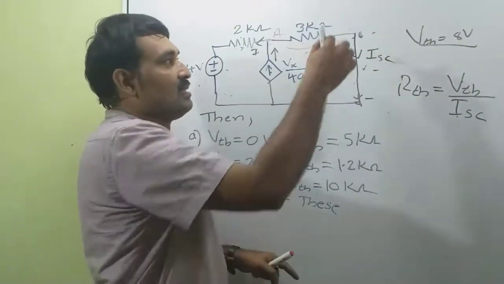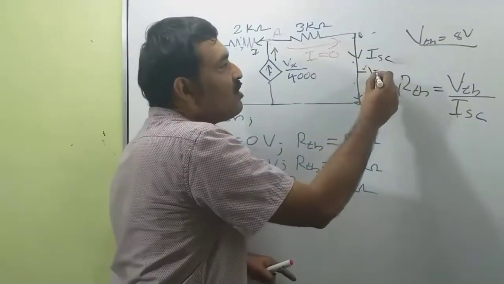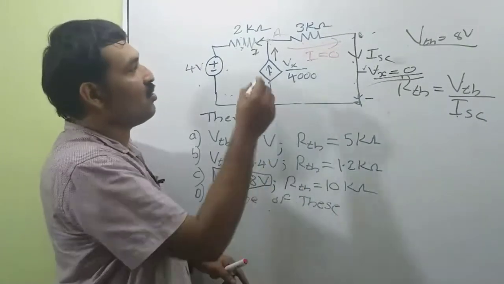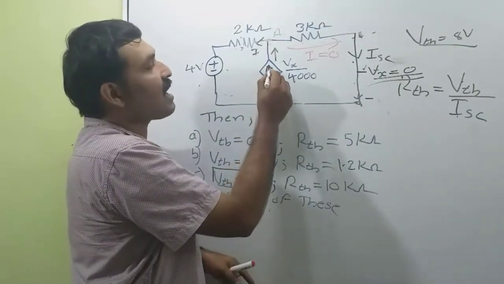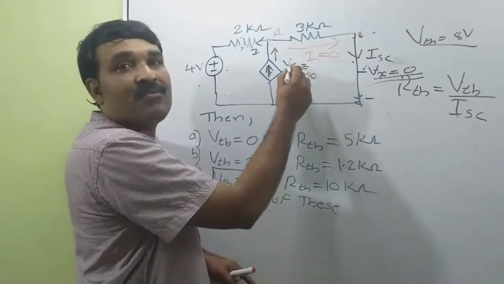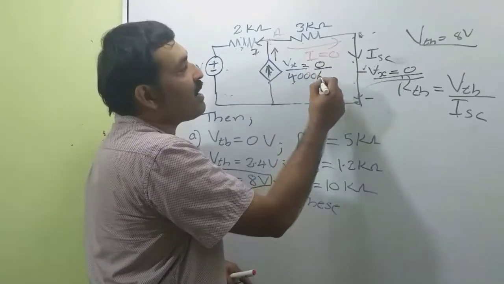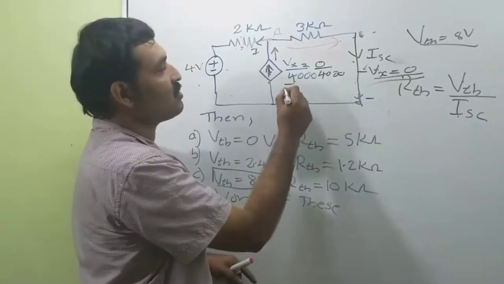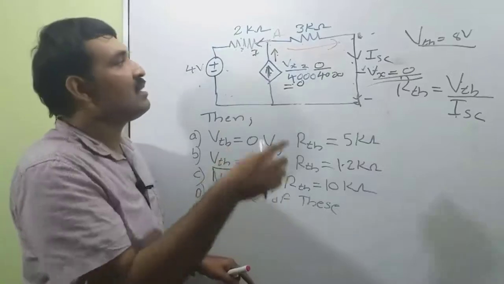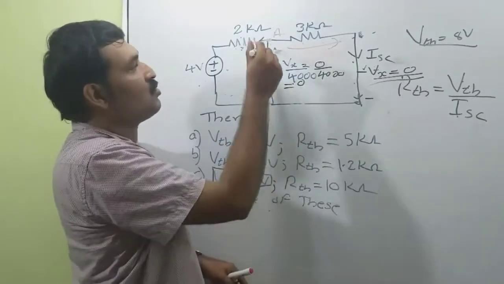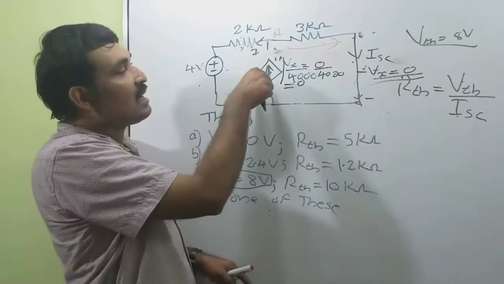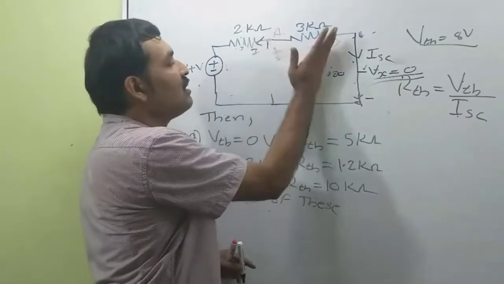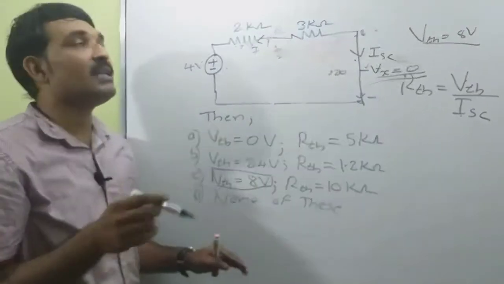So what is the value of Vx? Since this is a short circuit path, the value of Vx is equal to 0. So when Vx is equal to 0, what's the value of the current in this current source? That is equal to Vx by 4000. Vx is equal to 0, 0 divided by 4000, so this is equal to 0. So this current is equal to 0, which means we can open circuit this. There is no current flowing through this dependent current source. Since Vx is equal to 0, we can open circuit this branch. So the circuit is reduced like this.